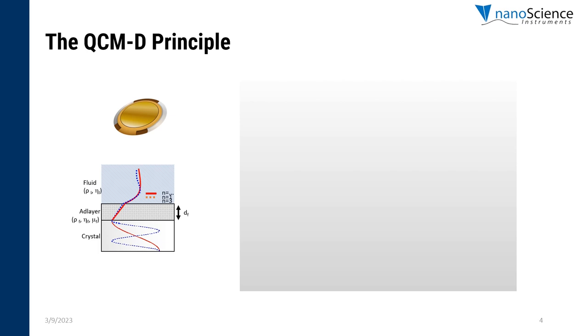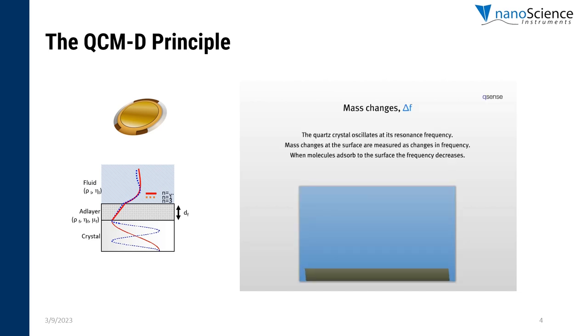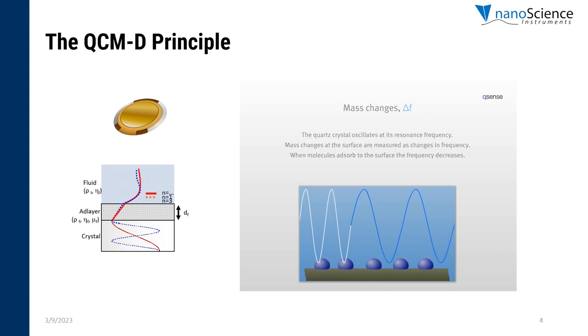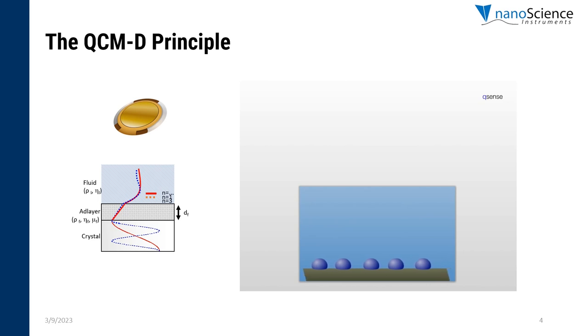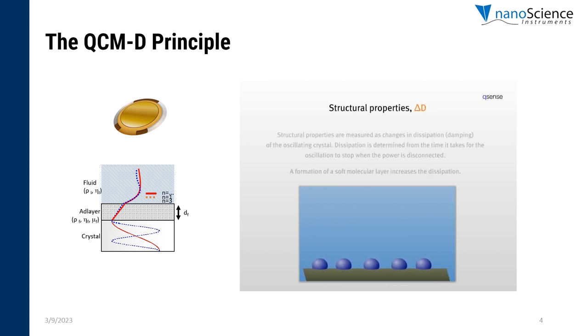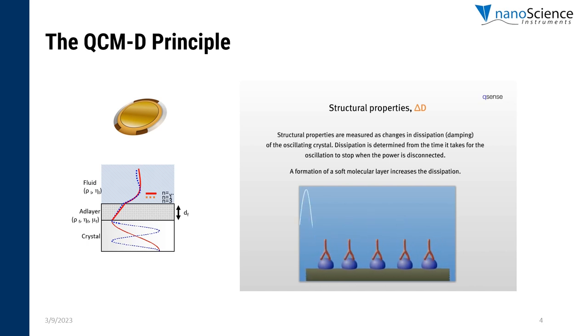QCM-D. I have a movie here to explain the QCM-D technology. I will narrate through the movie while it plays. So changes in oscillation frequency are related to the adsorbed mass. Frequency decreases when mass adsorbs onto the surface. And the dissipation parameter is related to the structural property, and it is calculated from the oscillation decay curve when the power is turned off. A softer layer will result in a high dissipation value.